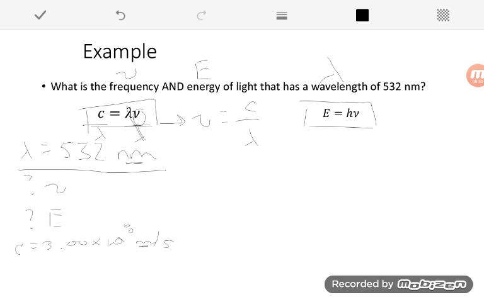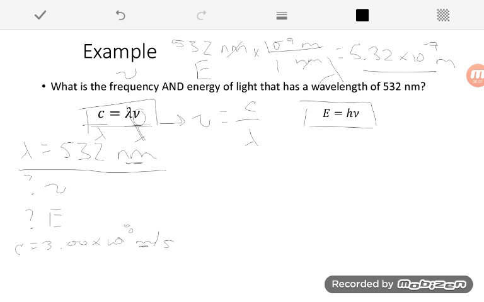So I'm just going to sneak it up here because I don't have that much room. I have 532 nanometers. We're going to get rid of the nanometers and turn it into meters. It's a simple relationship. We look it up on our metric prefix chart. 1 nanometer is equal to 10 to the negative 9 meters. So our nanometers cancel, and we get 5.32 times 10 to the negative 7 meters. That's just like any other simple conversion.